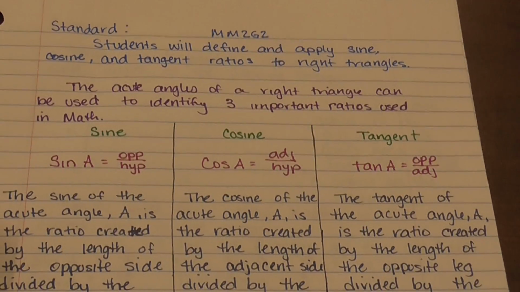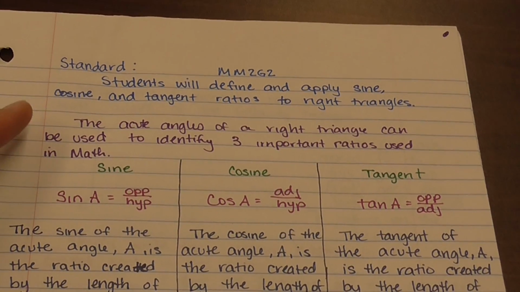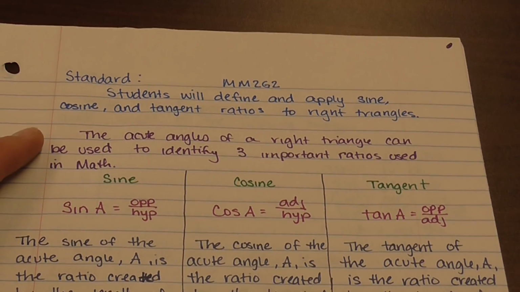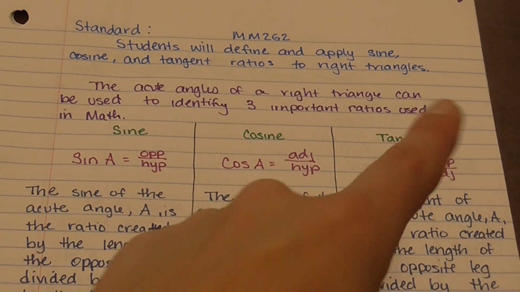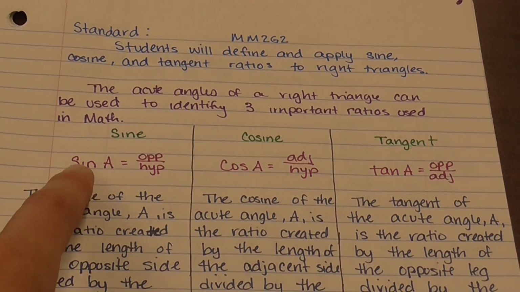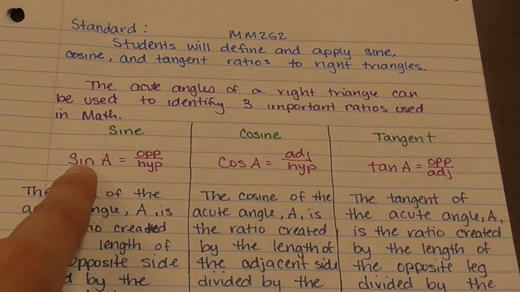So now we're going to start talking about trigonometric ratios. The acute angles of a right triangle can be used to identify three important ratios in math: sine, cosine, and tangent. Sine is represented as sin A and is pronounced sine even though it doesn't have the E on the end.